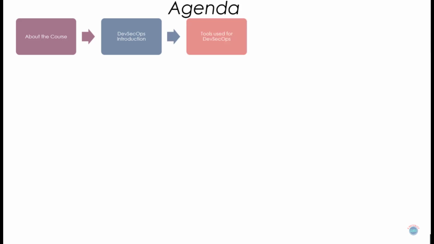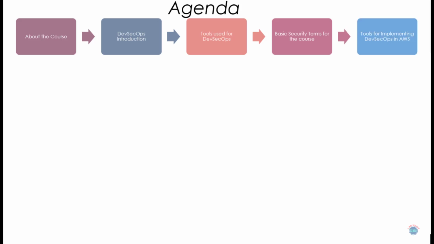Then we are going to learn the tools that we use for DevSecOps. We will understand all the tools being used in an enterprise environment, and we will learn what are those tools' benefits. Once we are good with the tools, we will understand the basic security terms that we should know before we jump into the implementation of DevSecOps. Once we are good with the basics, we will learn about the tools that AWS provides for implementing DevSecOps. So AWS has a few native services that we will be using for implementing DevSecOps.